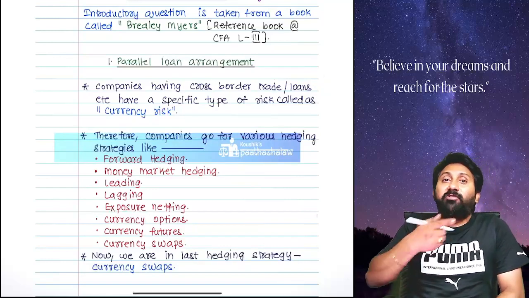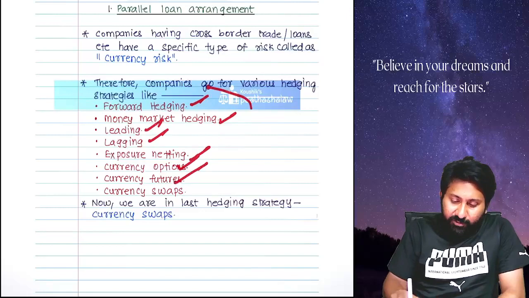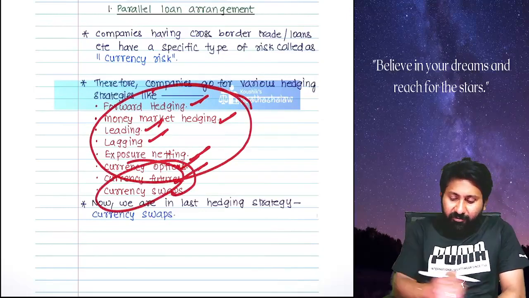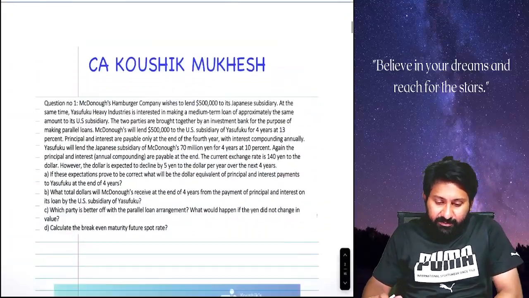So companies can go for hedging: forward, money market, leading, lagging, exposure netting, currency option. All these we already completed. We are going for the currency swaps. Now we are in the last hedging strategy, currency swaps.